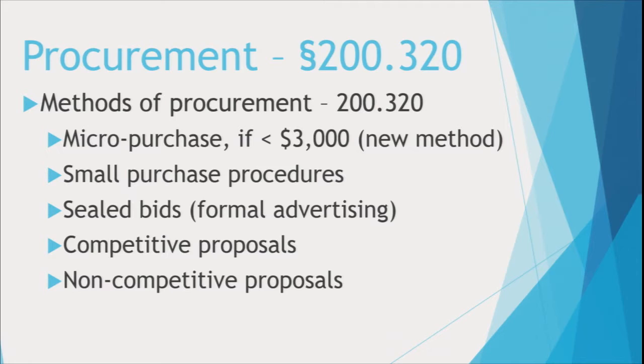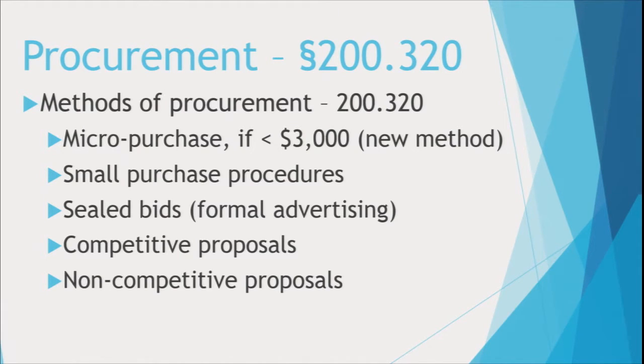Third are sealed bids. This is the preferred method for procuring construction-related expenditures and contracts. Next on the list are competitive proposals. This method is used for qualification-based procurement of architectural or engineering professional services, whereby competitors' qualifications are evaluated and the most qualified is selected, subject to negotiation of a fair and reasonable price.